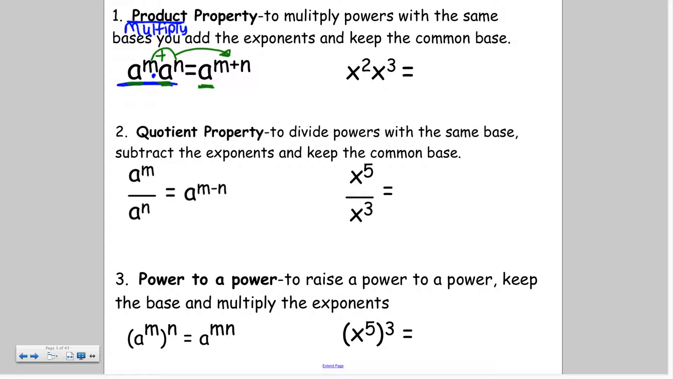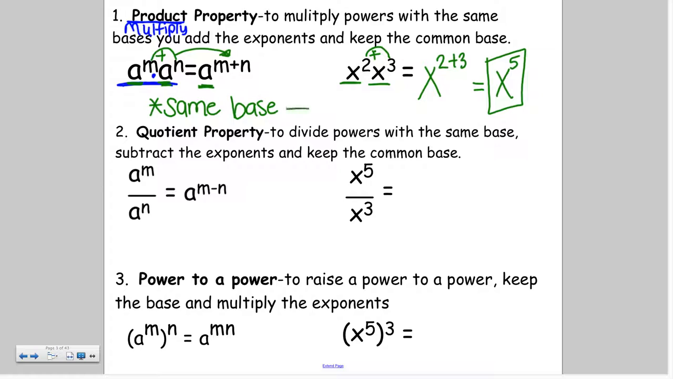So if we look at this, x squared times x cubed, I have the same base, so I'm going to keep that base. And then, since they're being multiplied, I'm going to add my exponents, so 2 plus 3. Now I'm going to simplify that down, and I'm going to get x to the 5th. And that is my answer for that one. So your key thing here is going to be same base, then that means that I'm going to add my exponents. Okay?